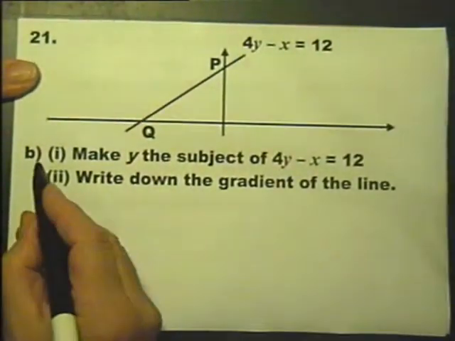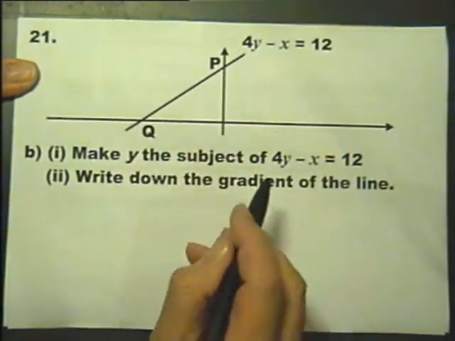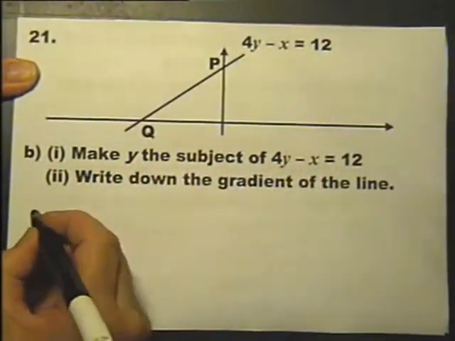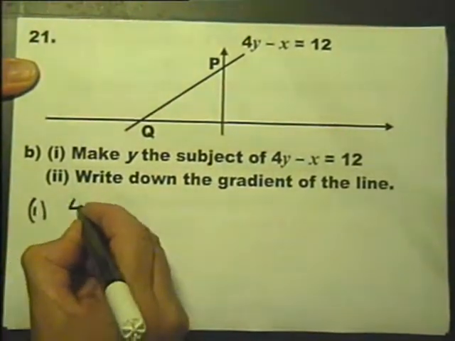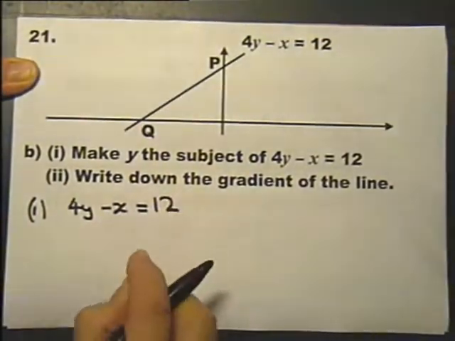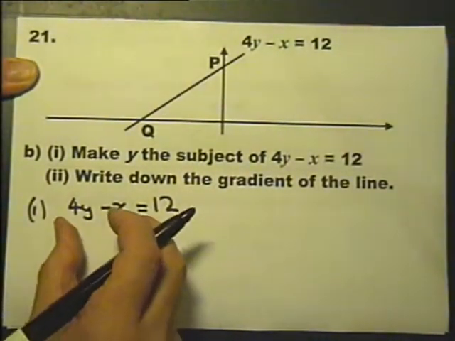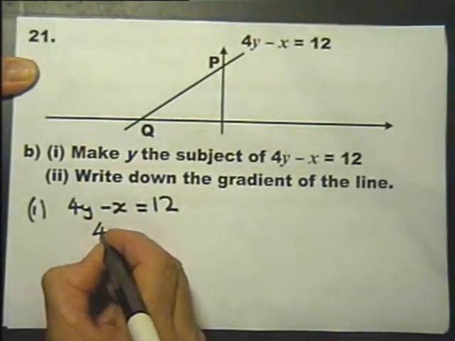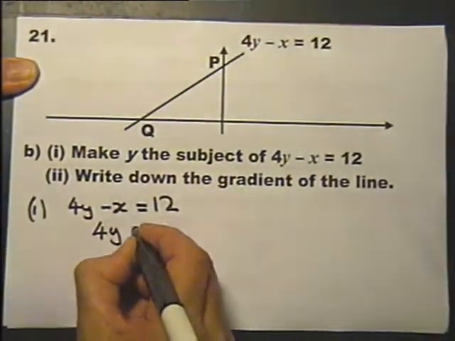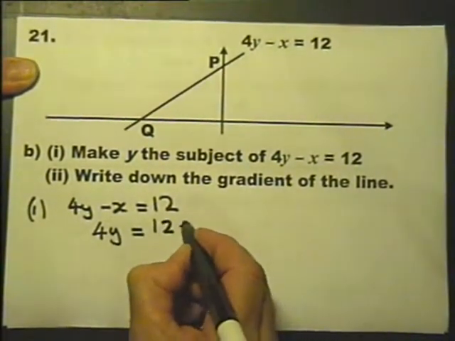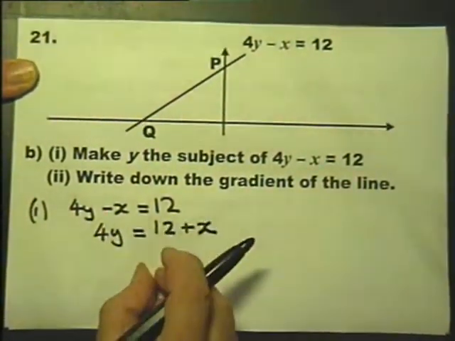Question 21 has a part B, so here's our diagram again. It says make y the subject of this equation. So B part 1, make y the subject. In other words, make it read y equals. So first I'll add x to both sides. If I add x to the left hand side, then the minus x and the plus x will cancel. I'll be left with 4y. And I add x to the other side. So that's adding x to both sides.